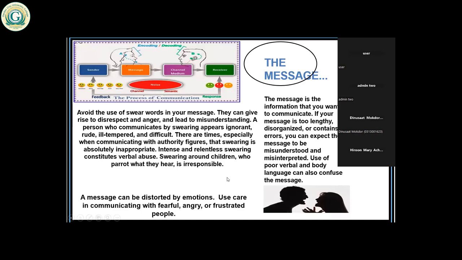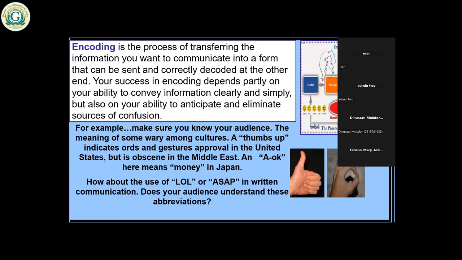So what about encoding? That is when you are sending a message, the sender encodes it. This is the process of transferring the information you want to communicate into a form that can be sent, coded according to your end.